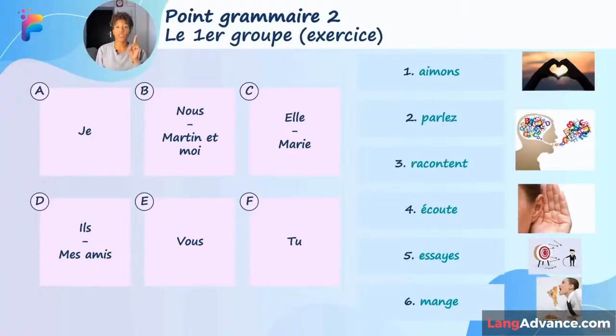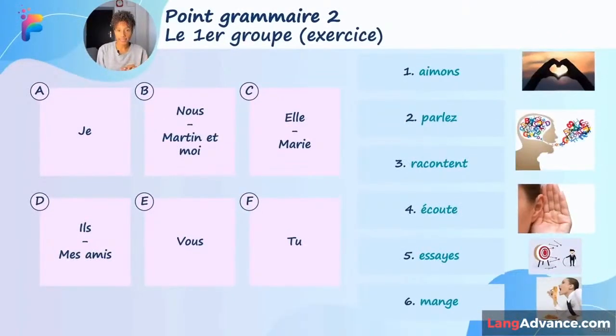Okay, now it's your turn. We have 6 pronouns and 6 verbs. You need to match them. So let's start with the pronouns first. So we have je, nous, which is Martin et moi, elle pour Marie, ils pour mes amis, vous and tu. Now our 6 verbs are the following. Aimons, parler, raconte, écoute, essaye, mange. Put the video on pause and try to match the subject with the correct verb. Then I will give you the answers.